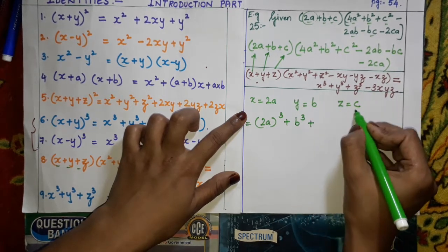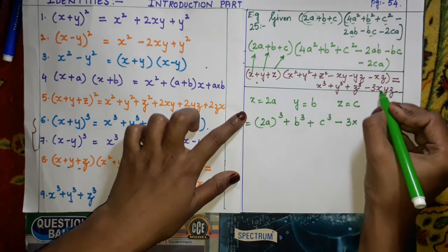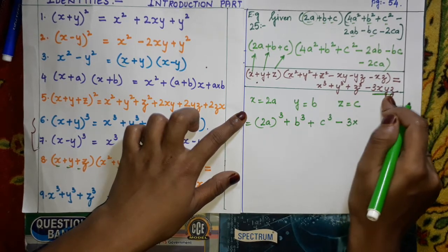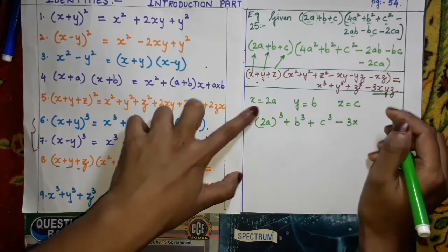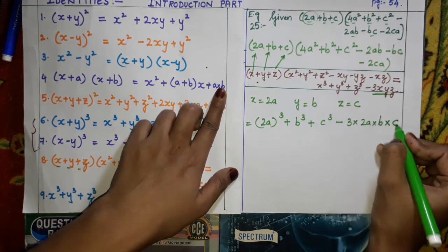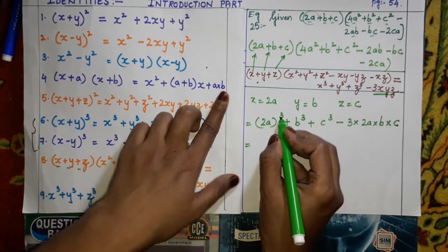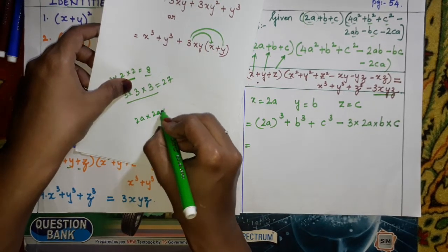Z cube is nothing but c cube minus 3 as it is. What is x? All these terms are in multiplication, children. So x is 2a. What is y? Y is nothing but b. Z is c. Now 2a whole cube: 2a into 2a into 2a.